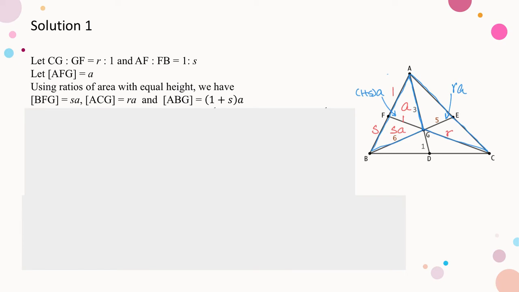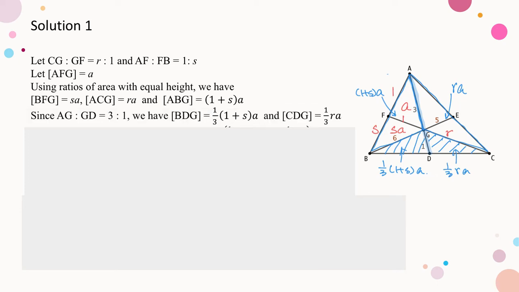Using the given ratio 3 to 1, we have the area of triangle BDG, which is 1/3 of (1 + S)A, and area of CDG is 1/3 of RA. Consider the triangles AGC and BCG, which share the same base. The ratio of the areas is equal to the ratio of their heights, that is 1 to S. Substitute the previous results. We have the first equation in R and S.